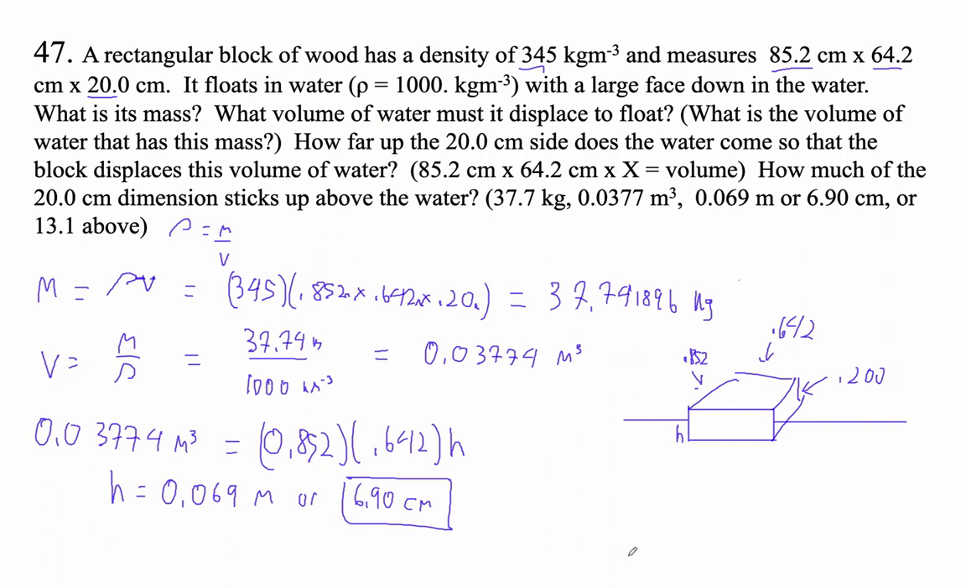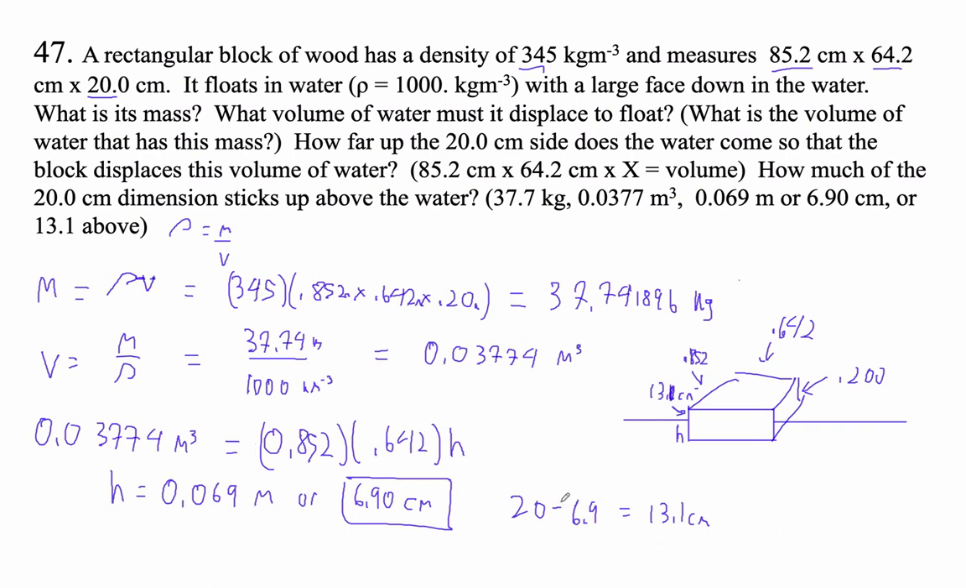Okay, so how much sticks up above? Well, if it's 20 centimeters, right, 20 minus 6.9 would give us 13.1 centimeters, right? So really this side here is 13.1 centimeters. And then down below is 6.9 centimeters. So it floats with not much of it below the surface, right? All right, now, that's a lot of steps, right? You figure out the mass of the block, which is then the mass of the water you have to displace. You figure out the volume, then you figure out how far up the side it goes, right?